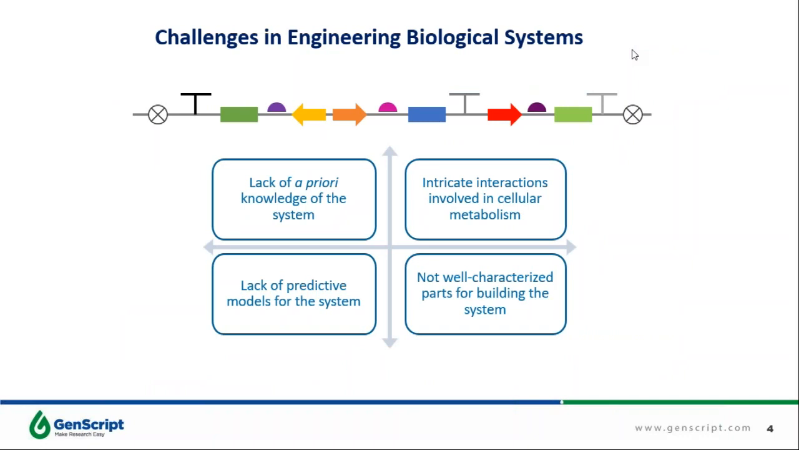If we build a single version of this circuit, we never know if it will be functional as expected or not. In other words, it is very difficult to forward design a biological system. Several factors may have contributed to this, such as the significant lack of a priori knowledge about our engineered system and the intricate interactions of cellular metabolism with its thousands of components and innumerable interactions. Even the parts or modules we use to build the system are not well characterized. The strength of a promoter sequence may not be well determined, or it may have different strengths under different conditions.